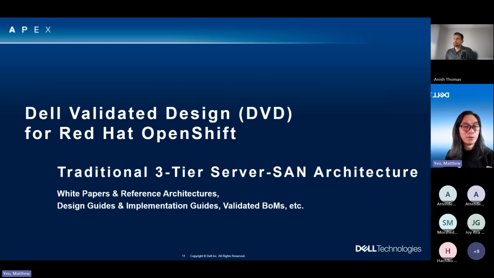For that, does it mean that you have to go and figure out everything? The answer is no. This is what we call our Dell Validated Designs, and this is something that we work very closely with Red Hat, especially the OpenShift team, in terms of how to design and architect the solution. Together with Red Hat, we have provided white papers, reference architectures, design guides, implementation guides, validated BOMs, and so on. If you go and do a search, you'll be able to find a lot of information in terms of how we actually design and build an OpenShift solution based on a three-tier architecture.